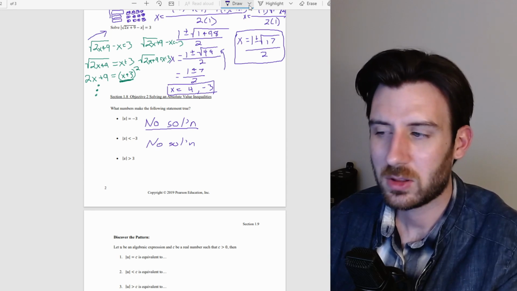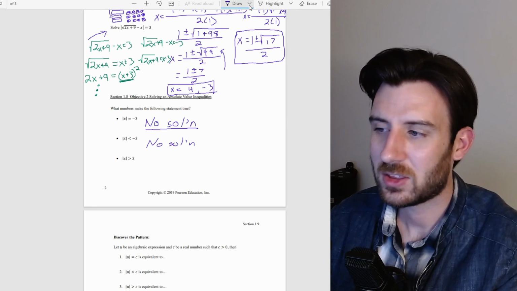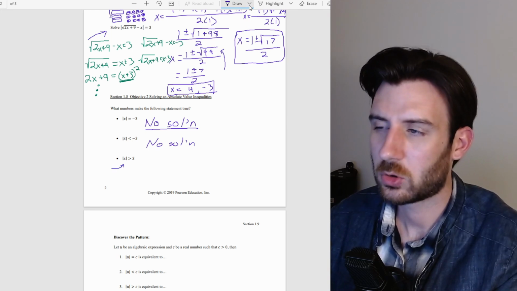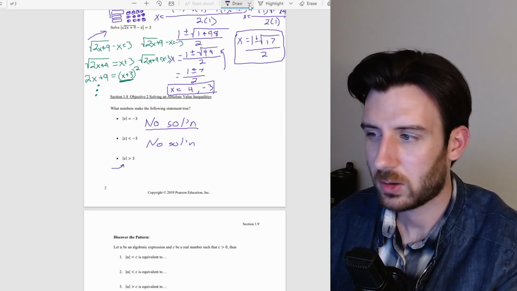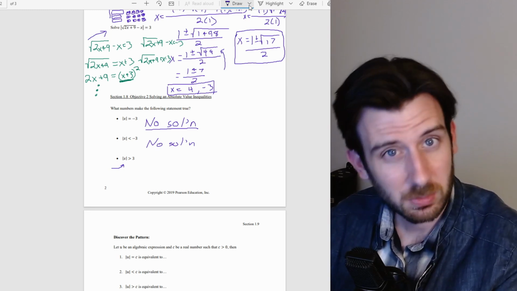What values could it be that would be greater than 3? Well, that means that the inside of here, could it be the number 3? It could not be the number 3. Could it be the number 4? It could be the number 4. It could be the number 5.